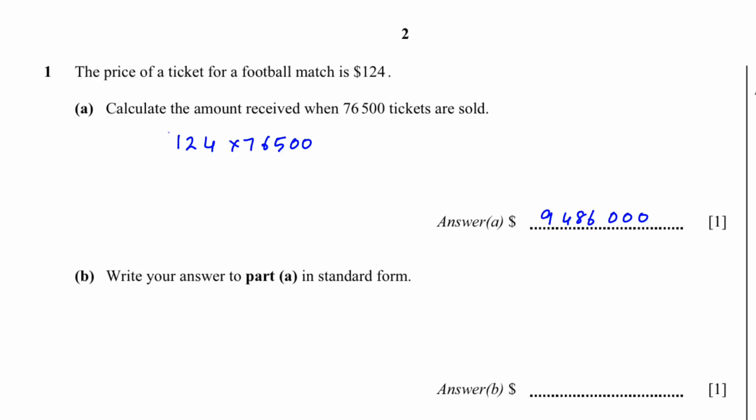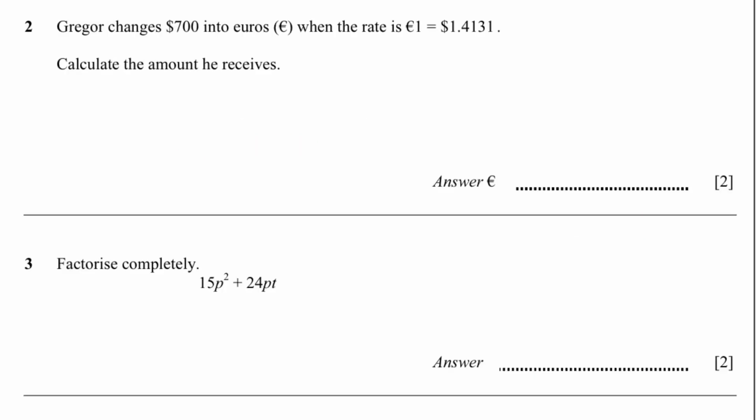There should be one number before the decimal, so 9.486 times 10. There are three numbers after 9, so that will be 6. It will become 10 to the power of 6.